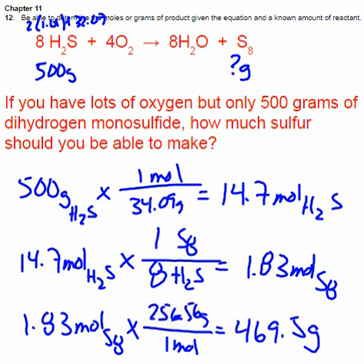So it makes sense that we can't get 500 grams of sulfur out of H2S because that's the only place the sulfur is coming from. But we get almost 500 grams. I think about it, H2S, hydrogen's light. So out of 500 grams of H2S, not very much of it is hydrogen. Most of it is sulfur.